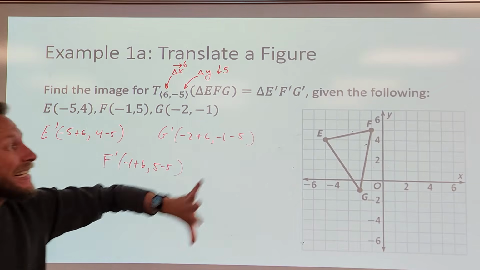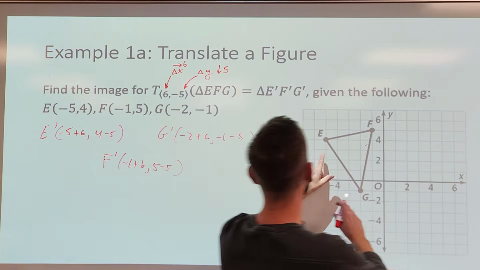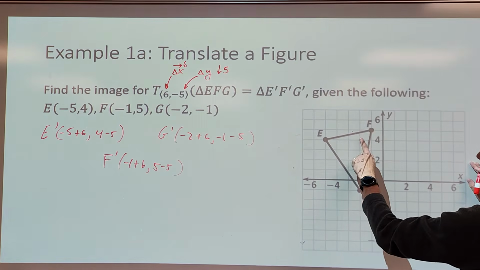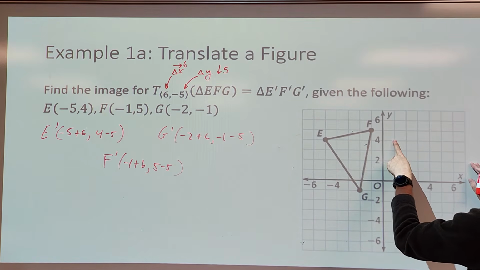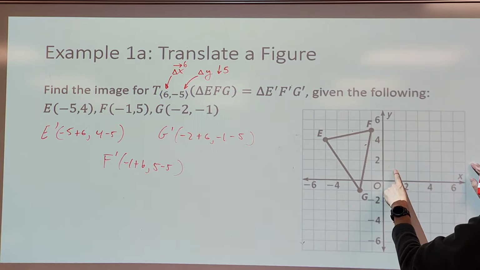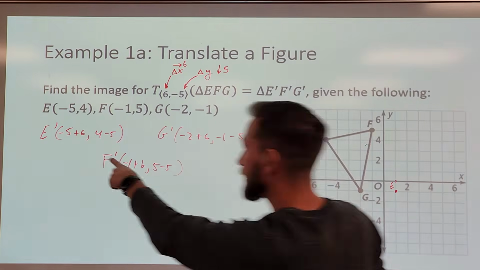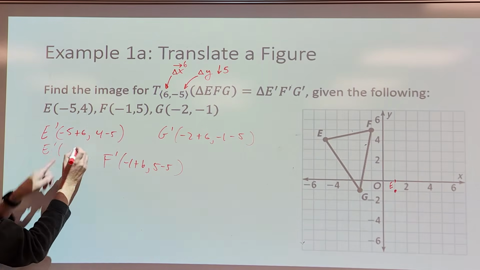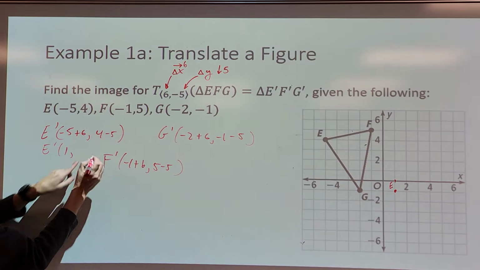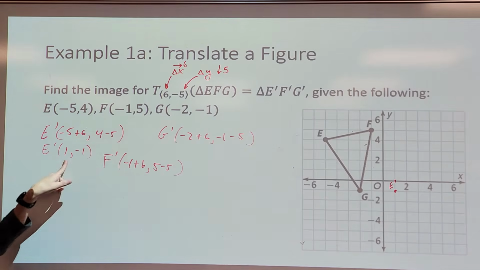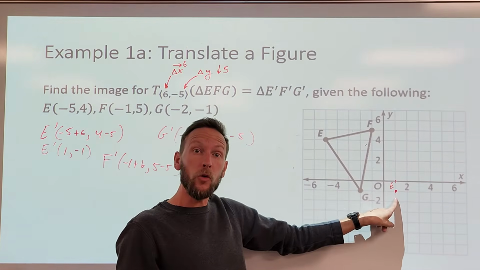Seeing it visually, we can see what plus 6, 1, 2, 3, 4, 5, 6, down 5, 1, 2, 3, 4, 5 is going to give us for E prime. Does that make sense that for E prime we have -5 plus 6 makes 1, 4 minus 5 makes -1? Did we end up at 1, -1? Ooh, we did.